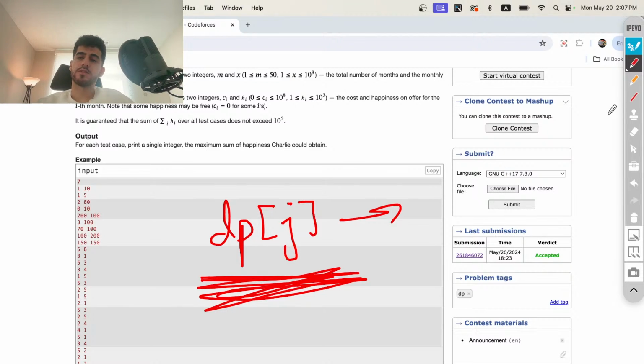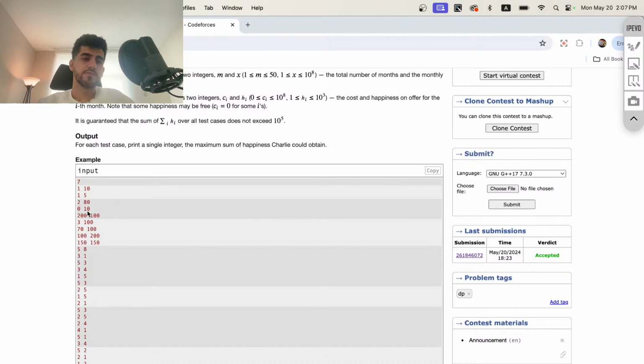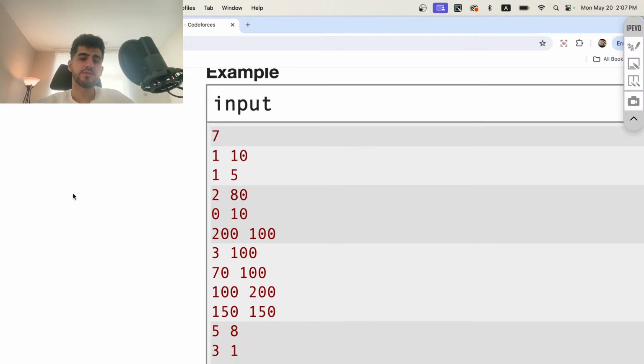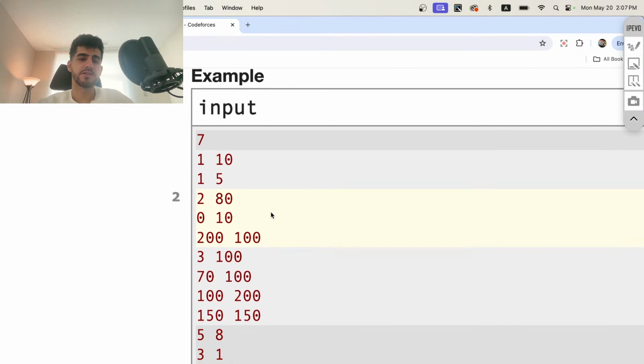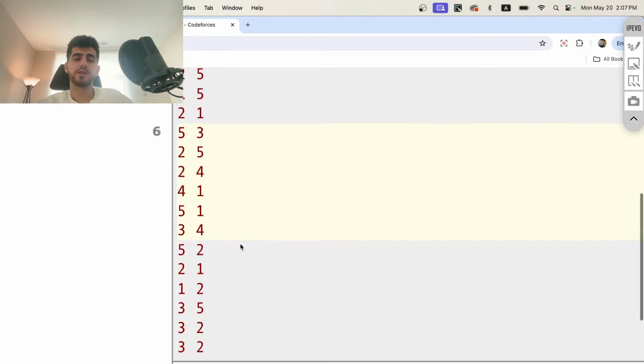For example, let's take a look at an example. We have here 1, 10, m is 1, x is 10, and 1 month. We cannot buy anything. So let's consider the second one. We have 2, 80, 0, 10, 20, 200, 100.